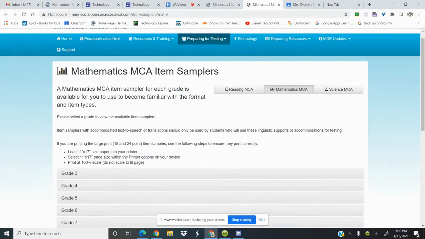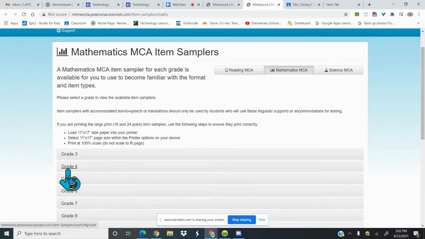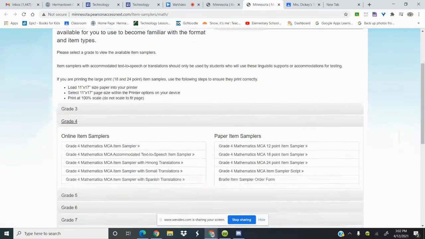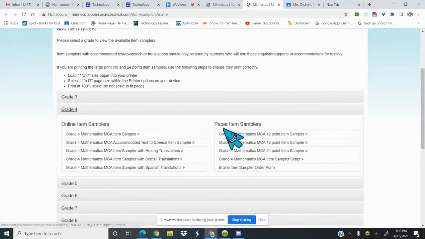And then you're going to choose the grade you're in, which is grade 4. And then you have paper item samplers. And then you have online samplers. You want to choose the online samplers and specifically just the first one.